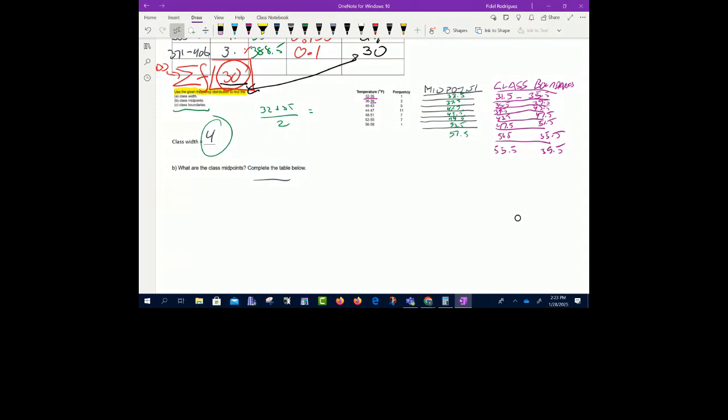It's always the 0.5 added to the upper limit and always subtracted 0.5 from the lower limit. Yeah. This one here, 59, sorry, 59.5. Sorry about that. Yes, ma'am.